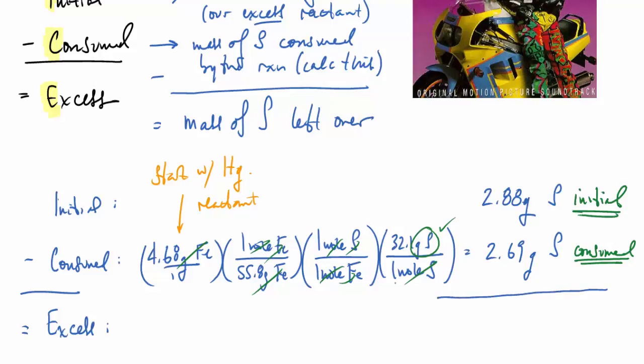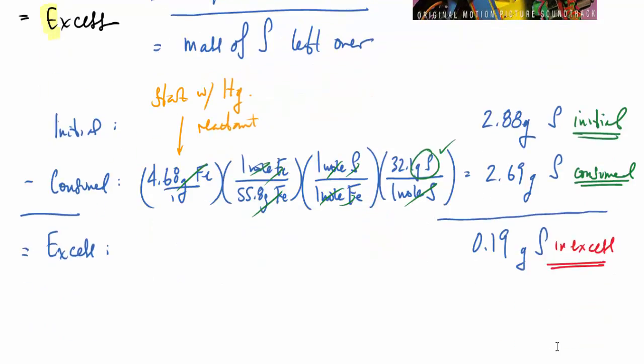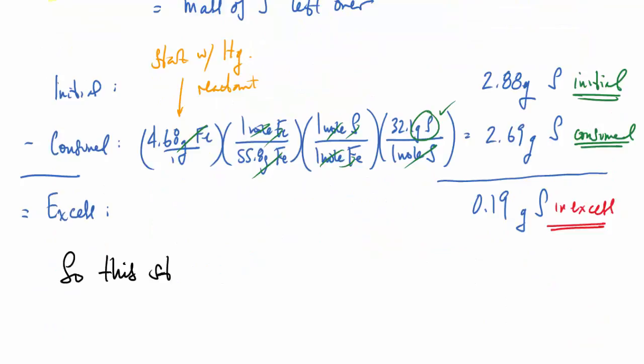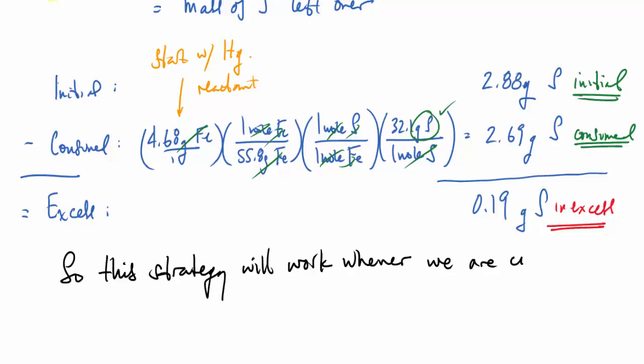Above, we had the mass of sulfur we started with. Subtracting these two, we get 0.19 grams of sulfur left over in excess after the reaction is complete. So this strategy will work whenever you're concerned with quantities of excess reactants.